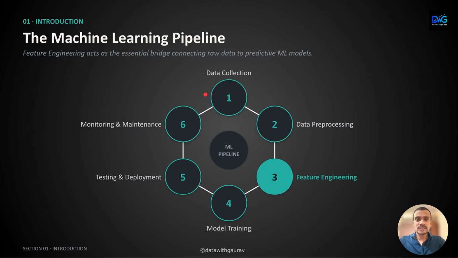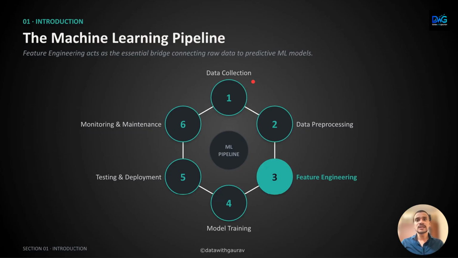time process. It all starts with data collection, where we gather the raw data needed for our problem. The next obvious step is data pre-processing. Here we clean the data, we handle the missing values, we remove inconsistencies, and prepare it for further analysis. Once the data is clean, we move to the next stage, that is feature engineering. This is where we transform the pre-processed data into meaningful features that capture useful patterns and information.